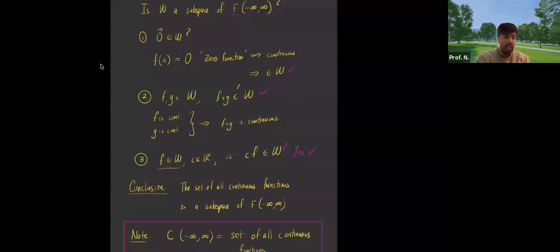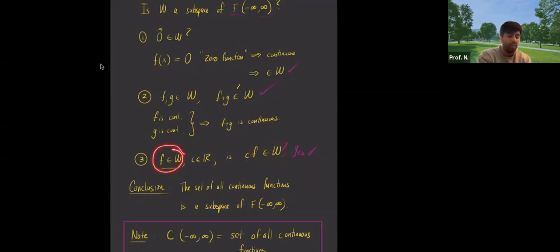Yeah, so the third statement that we're dealing with is whether or not, if you have a function in our subset W and a scalar, and you multiply that function by the scalar, is it still going to be in W? In other words, if you have a continuous function and you multiply it by a scalar, is the result also going to be continuous? So the answer is yes.